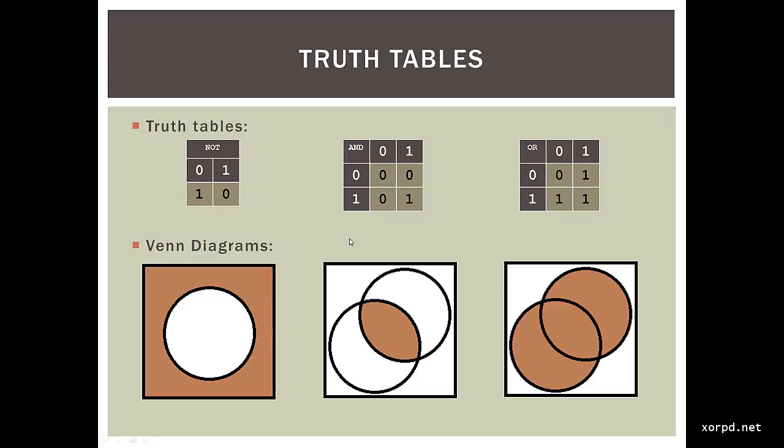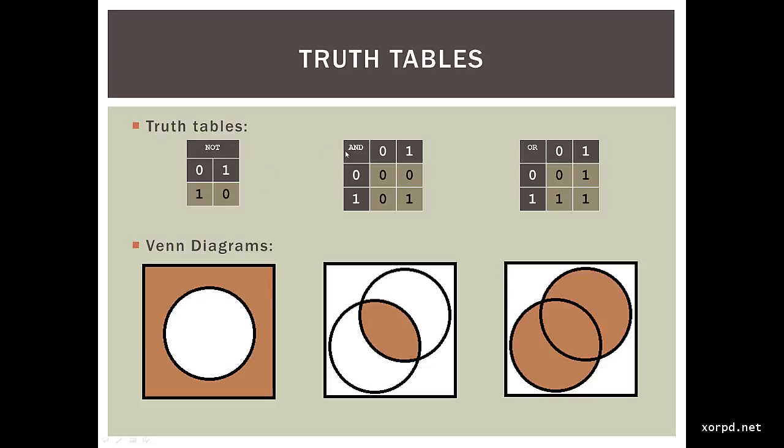Some other things that we can see in correspondence between the truth tables and the Venn diagrams. We can see that here we have 2 different outputs, 0 or 1. In the corresponding Venn diagram of the NOT operator, we can actually see exactly 2 regions, each one with a different color.